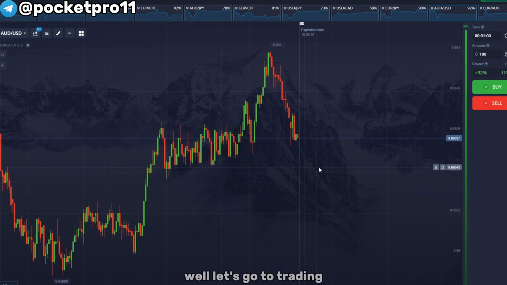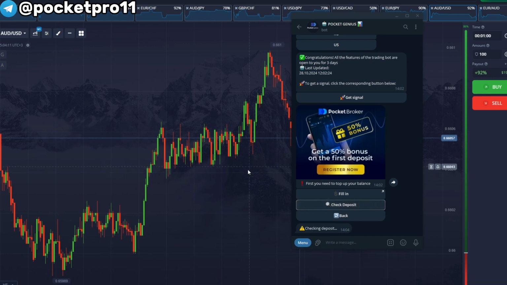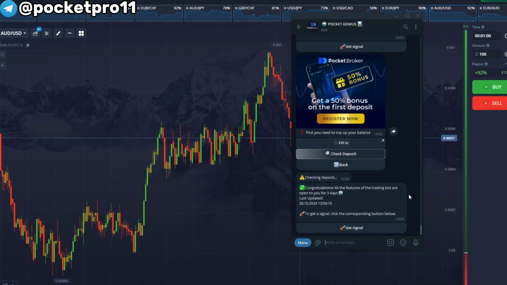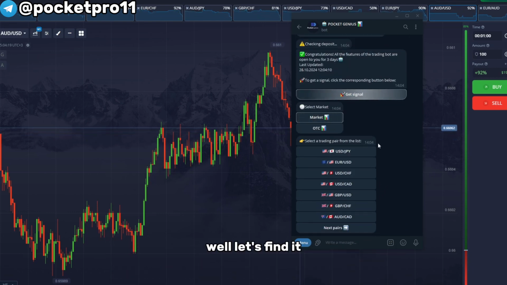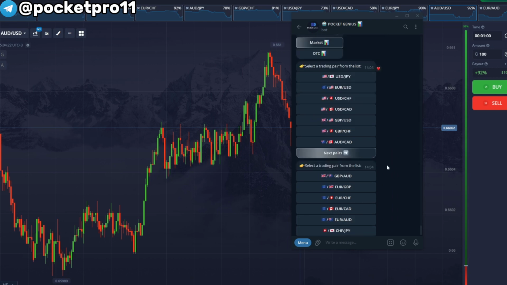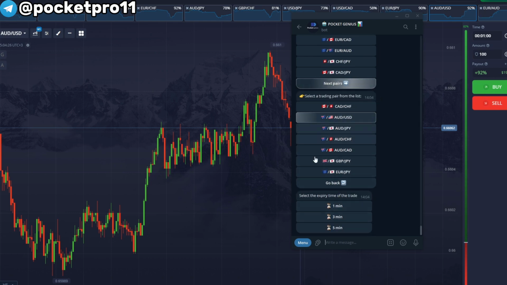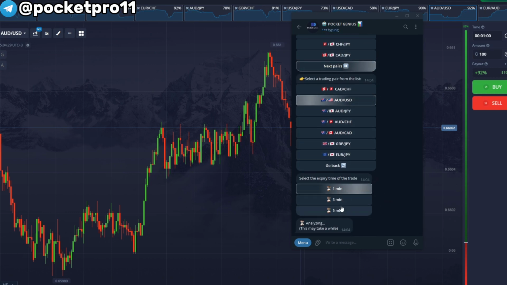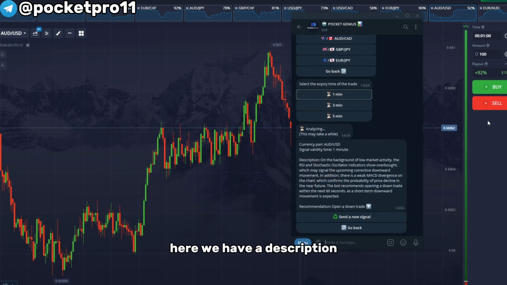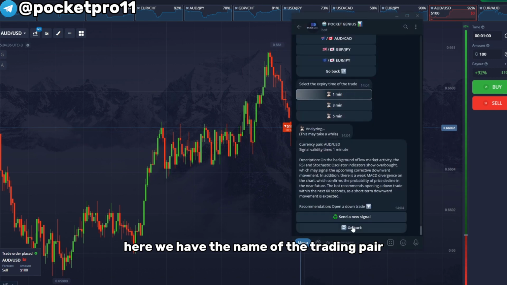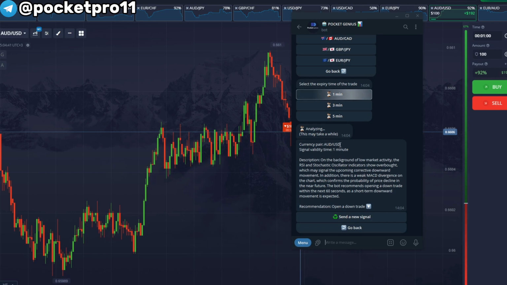Well, let's go to trading. Let's go to this trading pair and get our signal. We have already made a deposit and accordingly get access and start choosing our trading pair. Well, let's find it. The bot offers to open a trade for us on the downside here. We have a description here, we have the name of the trading pair, and here we have the expiry time. Let's look at our signal.